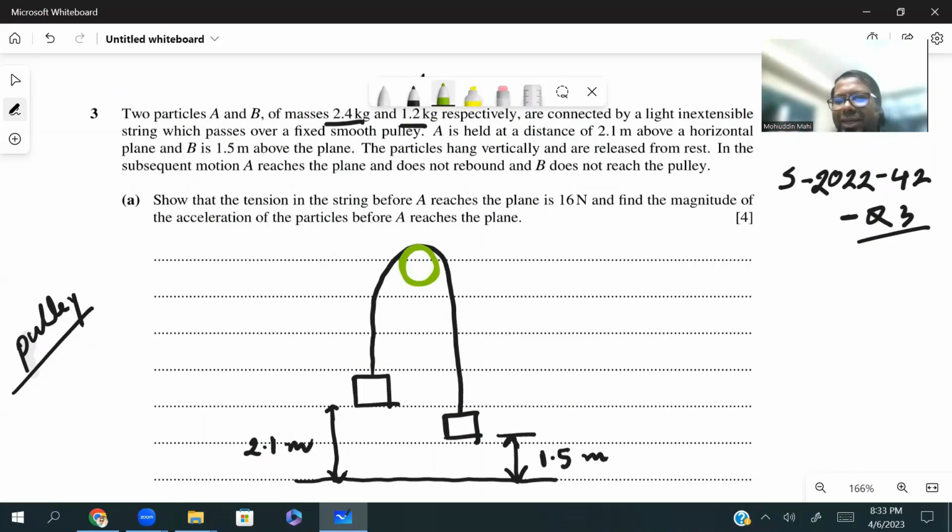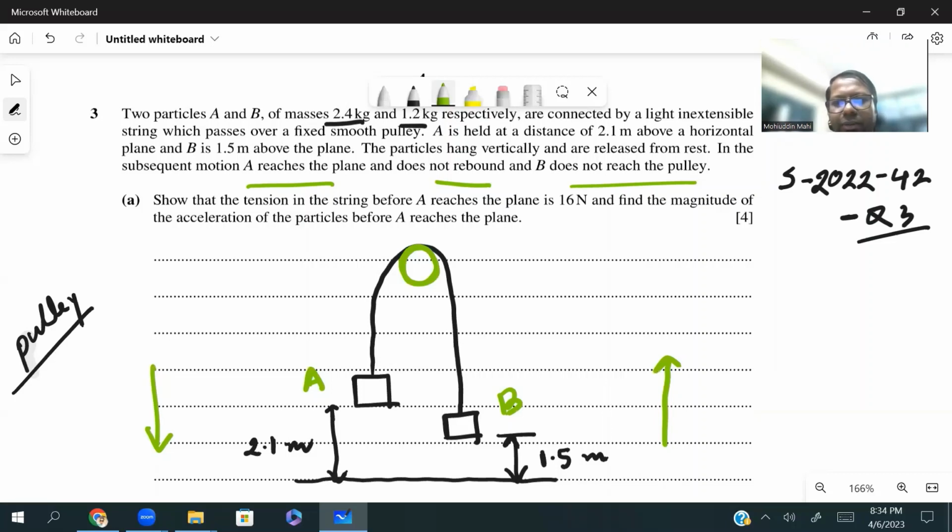The particles hang vertically and they're released from rest. That means initially it is held in this position, then you are releasing it. In the subsequent motion, A reaches the plane and doesn't rebound, and B doesn't reach the pulley. I mean, A will fall down, A will reach the ground, and it's not going to bounce back. And as A is descending downwards, B will move in the upward direction, but B is not going to touch the pulley. So that's the condition of the question.